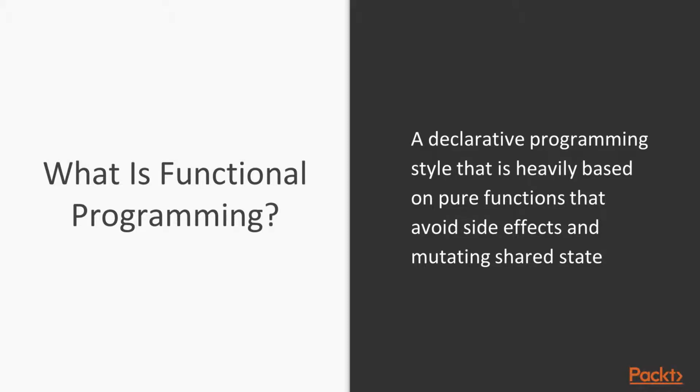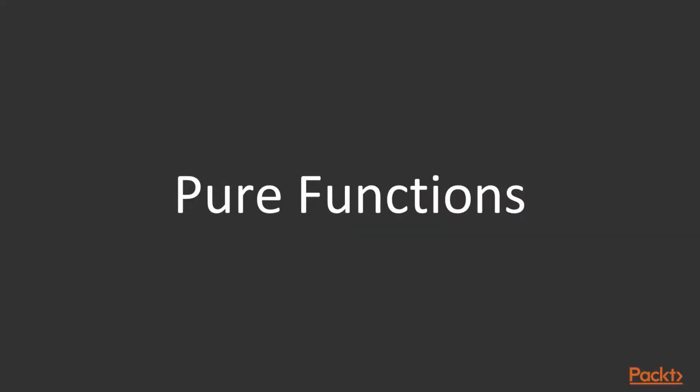Functional programming is a declarative style of programming that has three major principles: pure functions, avoiding side effects, and avoiding shared state. Let's examine these three in isolation. Let's begin with pure functions.